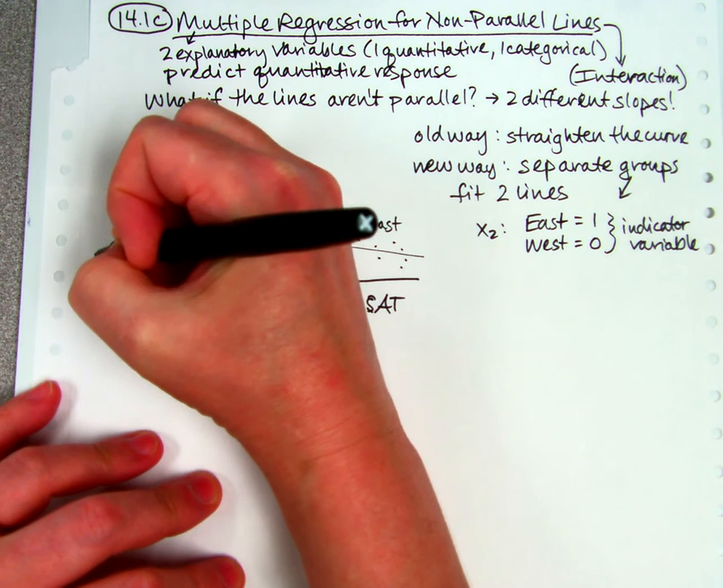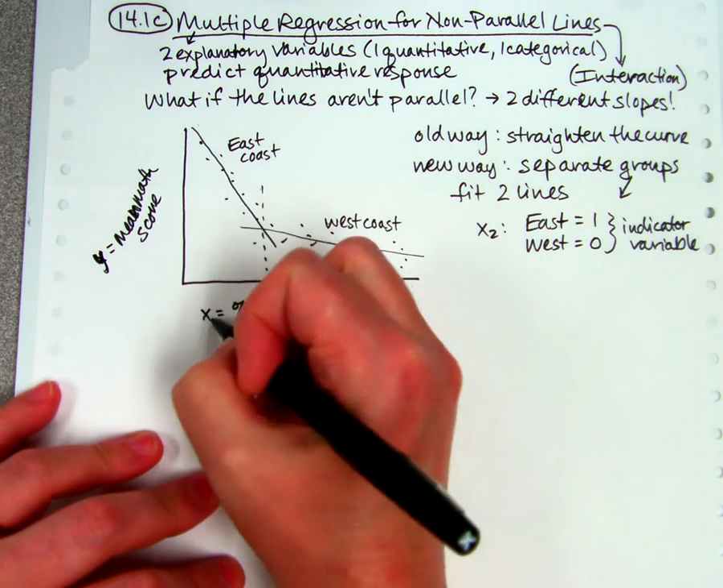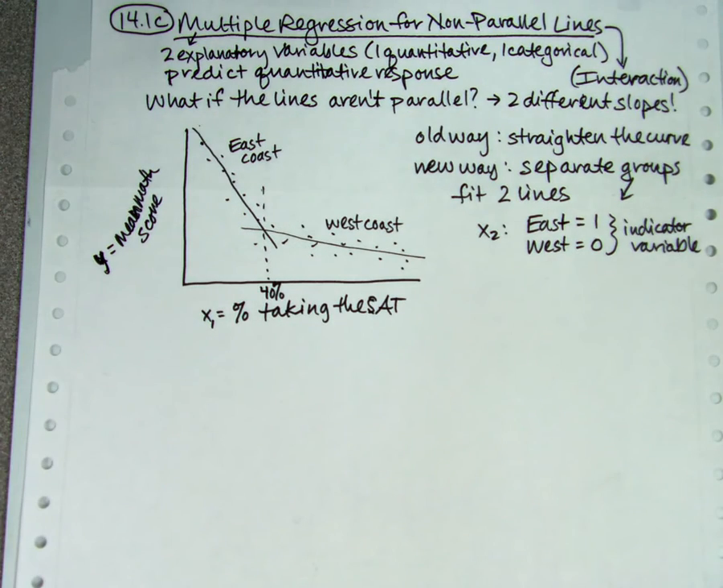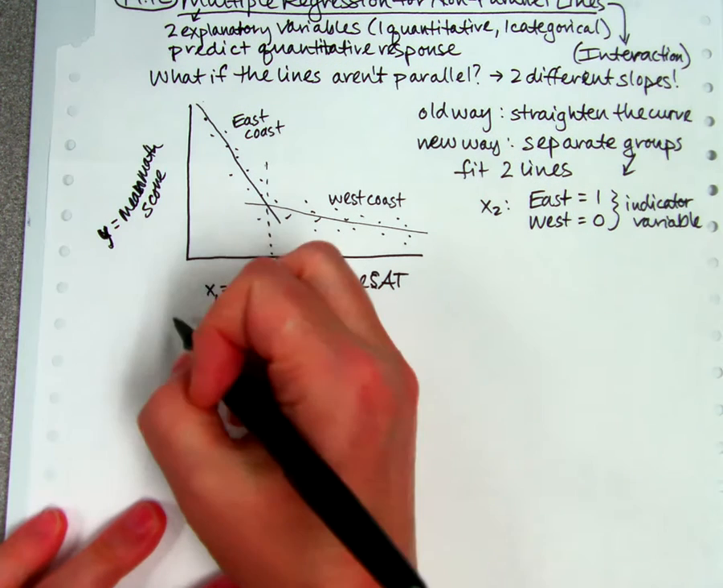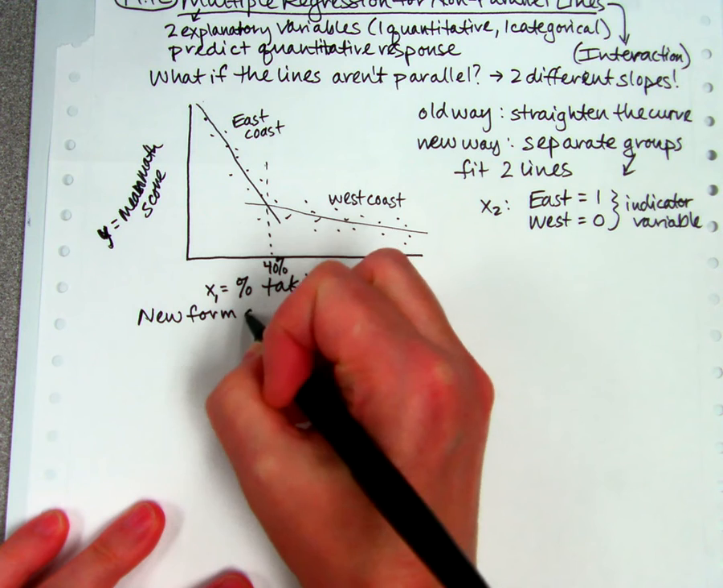And x1 is going to be the mean math score. No, it isn't. This is y. Y is the mean math score. x1 is the percent taking the SAT. So we still have x1 and x2, but there's something else that's kind of fun. So I'm going to show you the new form of the equation. It looks like this.